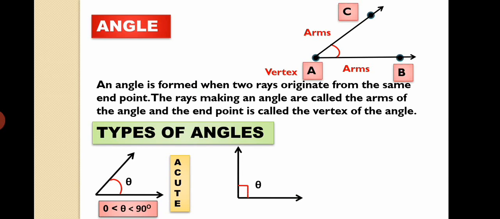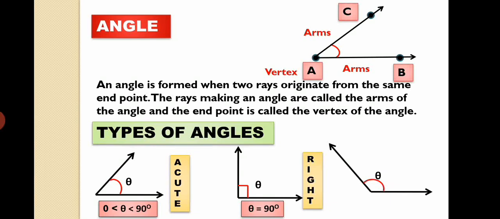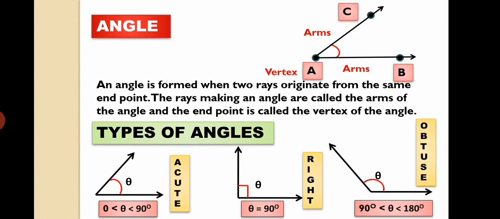Look at this figure. As you can see, this angle is showing exactly 90 degree. So this type of angle is called right angle. Look at this figure also students. This angle is greater than 90 degree but less than 180 degree. These types of angles are called obtuse angles.